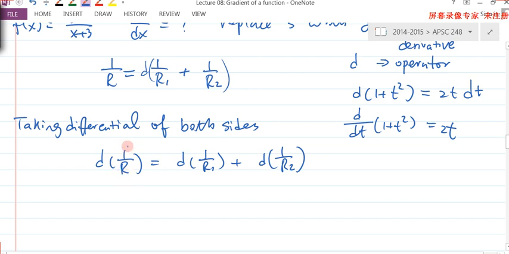Basically, forget about all the variables, this is 1 over r. What is the derivative of 1 over r? Negative 1 over r squared dr. You see that, right? This is the differential right here. What is the derivative of 1 over r1? Negative 1 over r1 squared dr1.